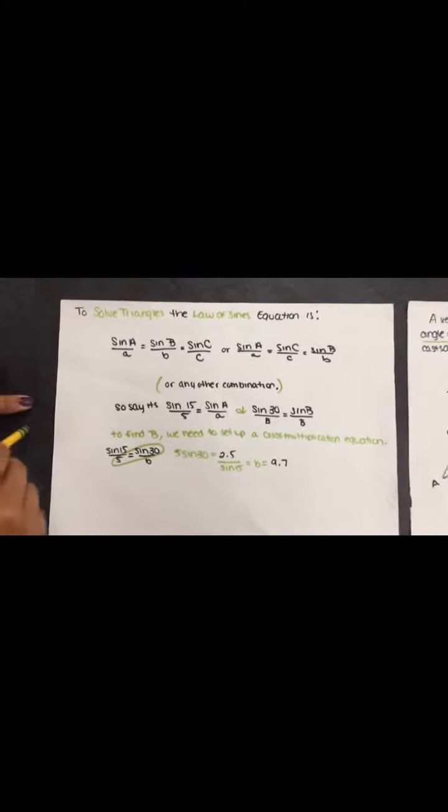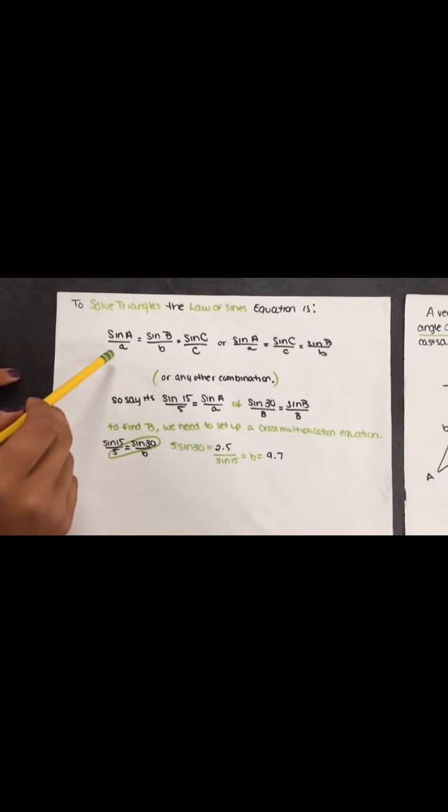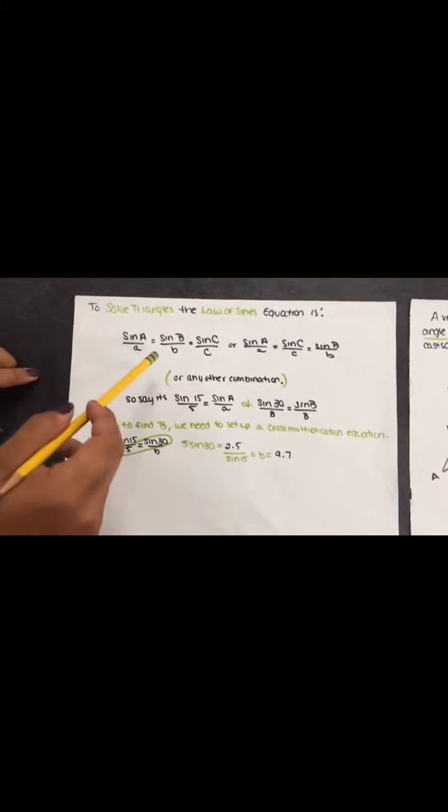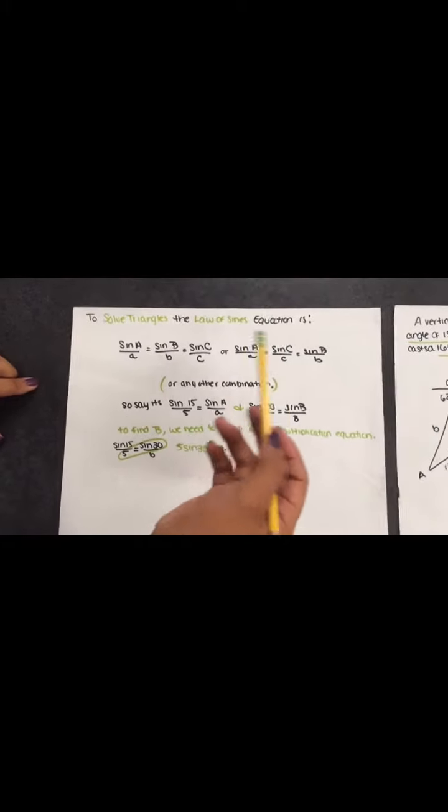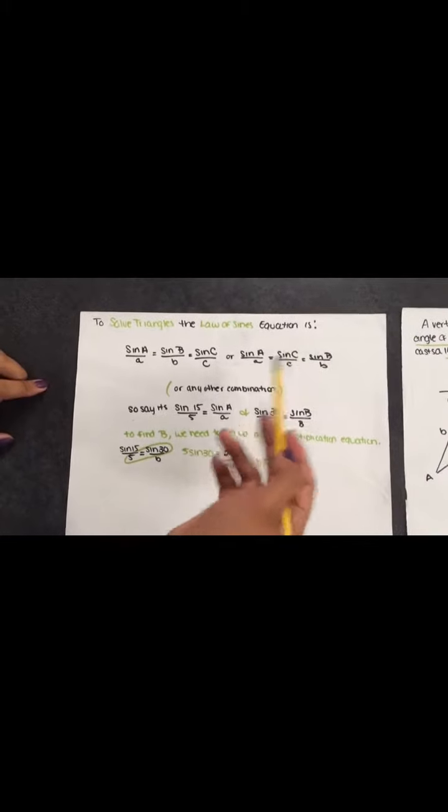So today we're going to learn how to solve triangles using the law of sines. And using the law of sines, we use sine of angle A over variable A equals sine of angle B over variable B, and sine of angle C over variable C, or pretty much any other combination, meaning I can do A over A equals C over C, or A over A equals B over B, B over C, whatever matters, depending on the problem.